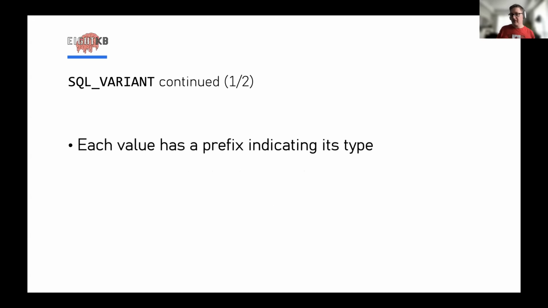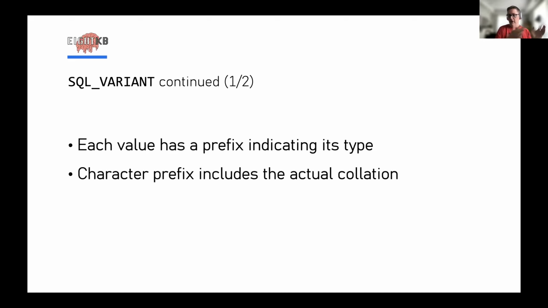Each value has a prefix indicating its type. So remember when I showed you that example of the decimal value that was in varbinary versus the decimal value on disk, and they were different because the varbinary value had the prefix in the beginning of it. This is that, but inside the database engine. So the character prefix, when you're storing a string, includes the actual collation as well.